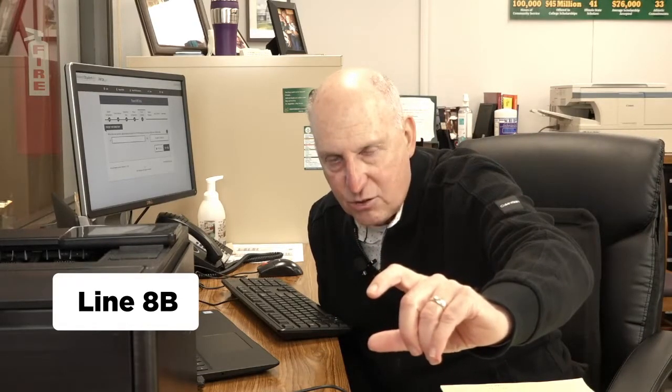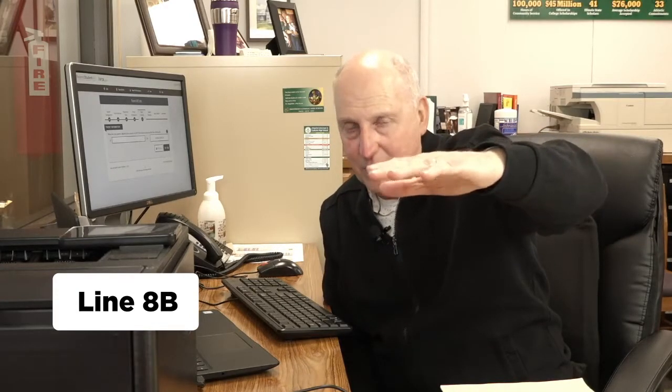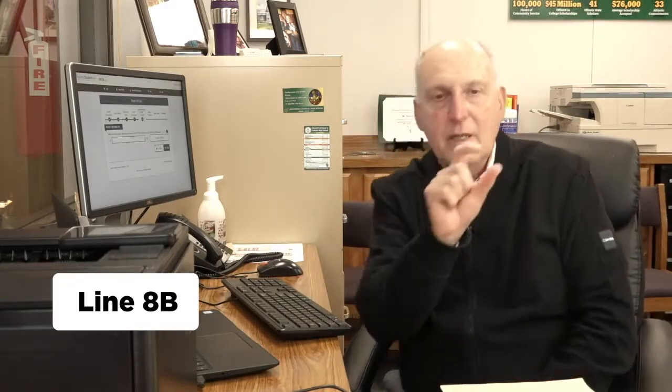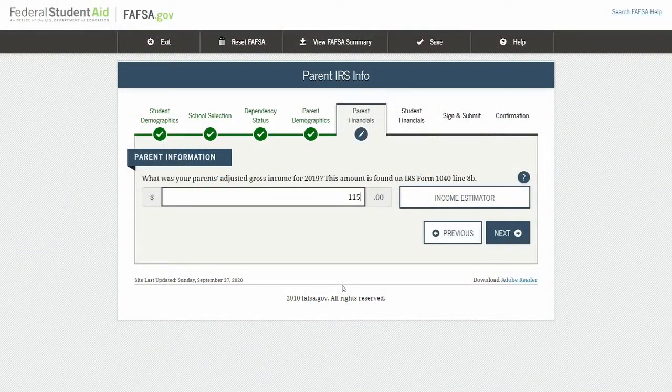It used to be the bottom line of the front page of the tax return. In the 2019 tax return, it may not be your bottom line, but it is line 8B. Match it up. Make sure adjusted gross income is the line they're talking about. That's the figure you're going to put in here. We're just going to pretend a particular income amount.